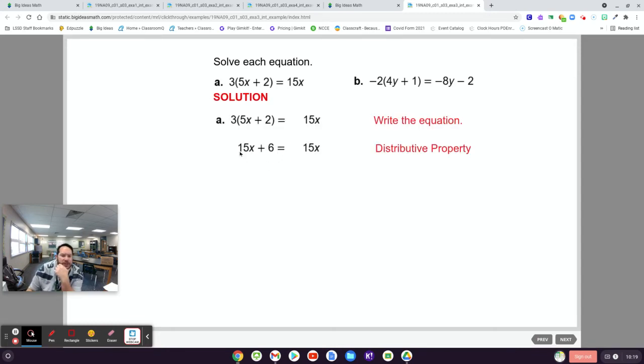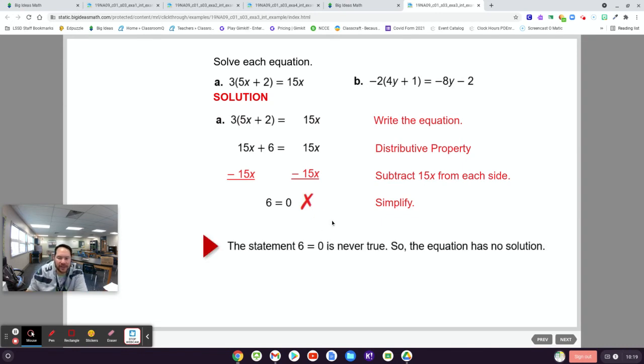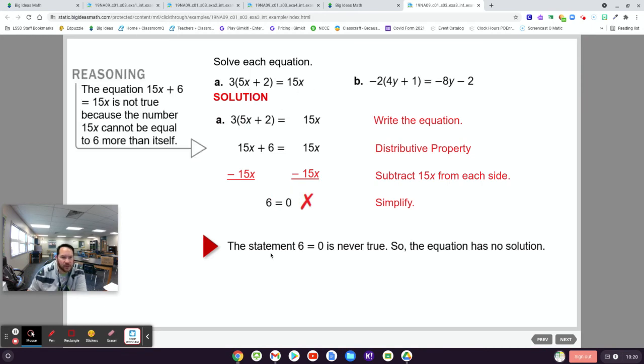Okay, so first you distribute and get 15x plus 6 equals 15x. Now, if you subtract 15x from each side, you end up getting 6 equals 0. Well, 6 doesn't equal 0. So if this ever happens where you end up with a number that really doesn't equal another number, what that means is there is no solution. This thing is not true. Therefore, there's no number for x. You can sit there for 1,000 years, try different numbers for x. There's no number you can plug in for x that makes this work. So there is no solution to this equation right here.